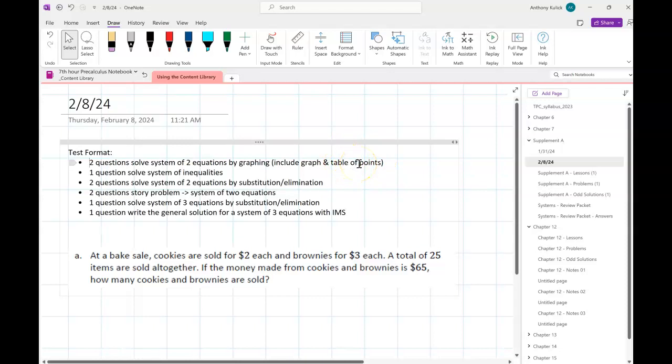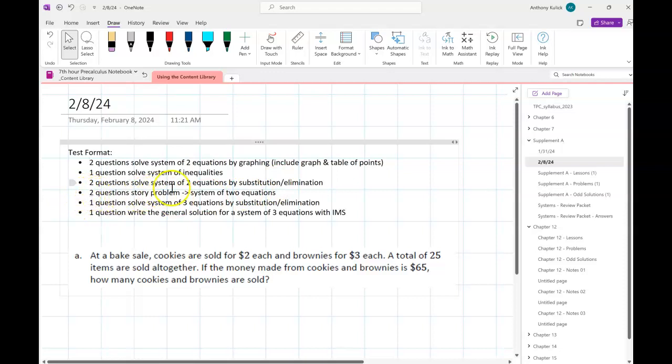generate the lines on your graph, as well as identifying the solution. 1 question where I ask you to solve a system of inequalities. Remember, we do that by graphing and doing the shading. 2 questions where I ask you to solve a system of 2 equations by using either substitution or elimination. I won't designate which one you have to use. You're welcome to use either.